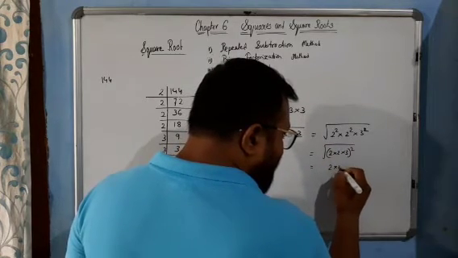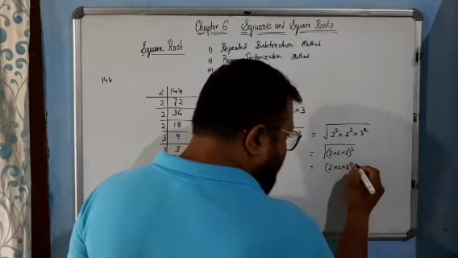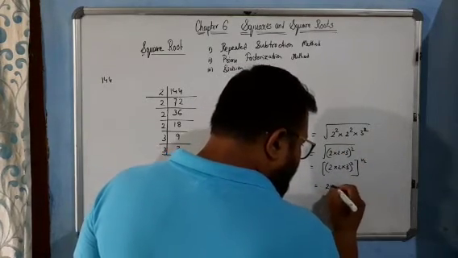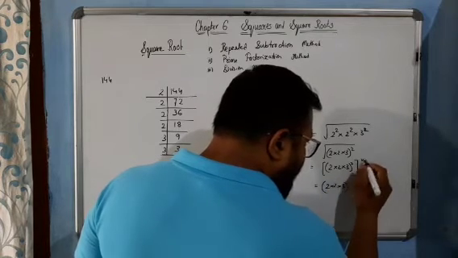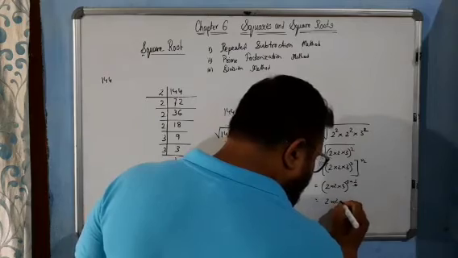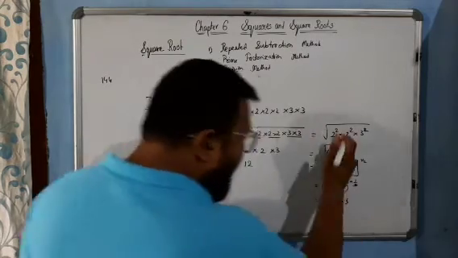So 2 into 3 square is there, then the power will be half. So 2 into 3, this will multiply. 2 into half, 2 cancels, ultimately 2 into 3, ultimately 12. In this way it will come.